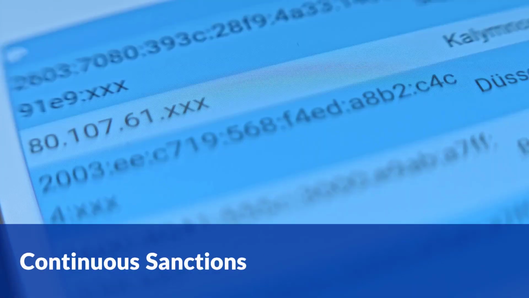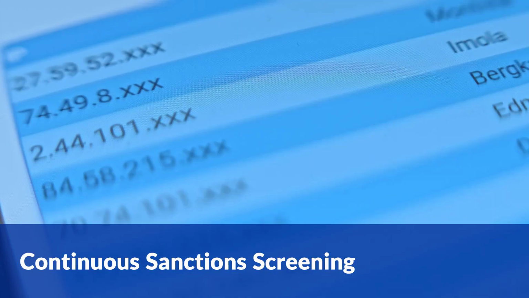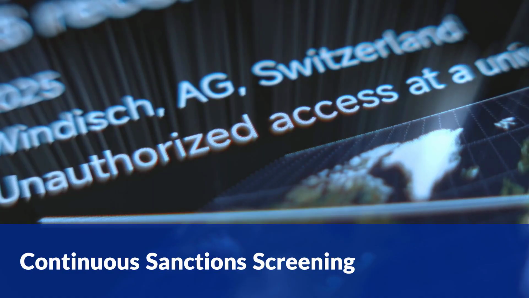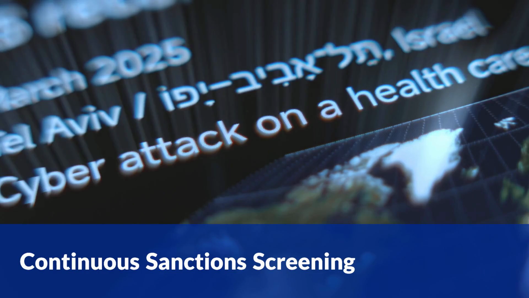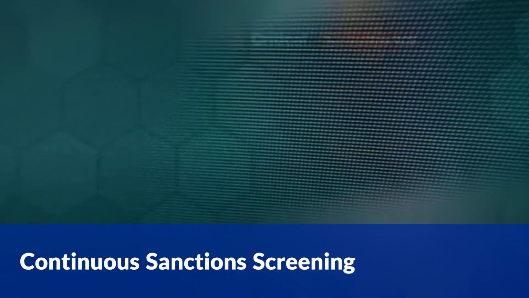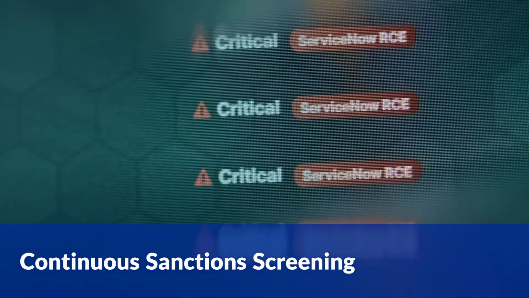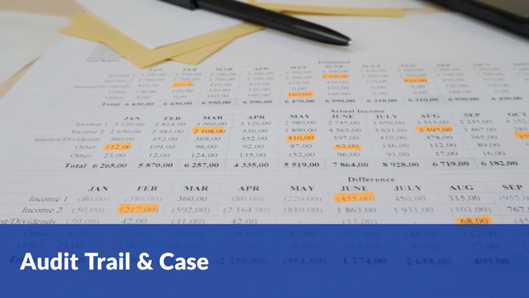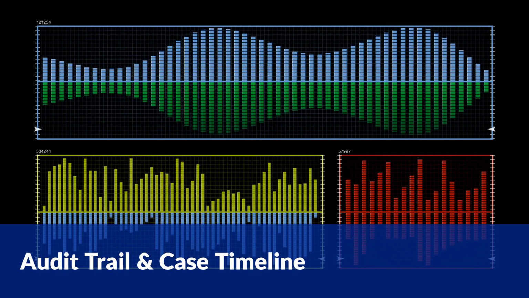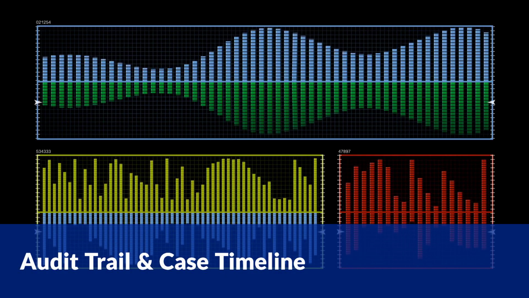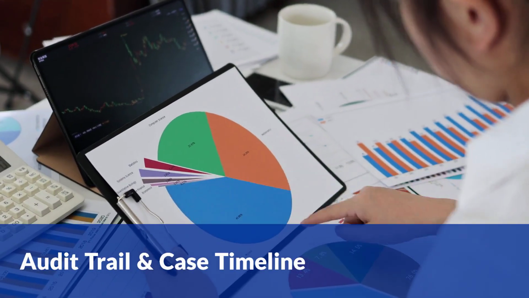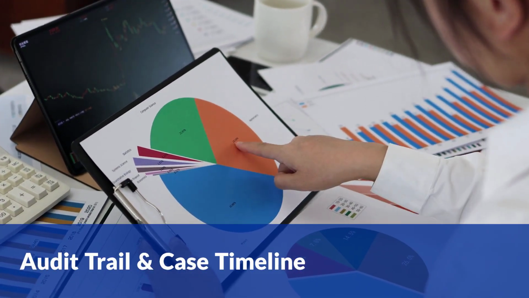Customers, counterparties, and transactions are screened in real time against global sanctions, PEP lists, and adverse media, with risk-prioritized alerts, not noise. Every alert becomes a case with full evidence: the rule that fired, the model that scored, the analyst who reviewed, and an audit trail your regulator can read.